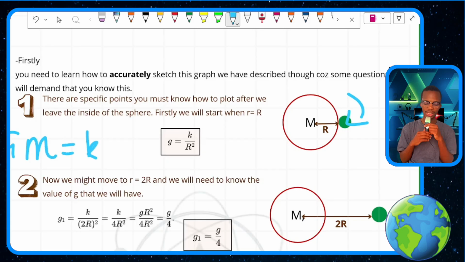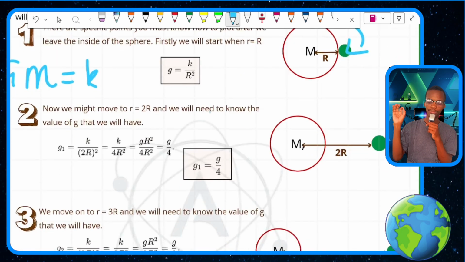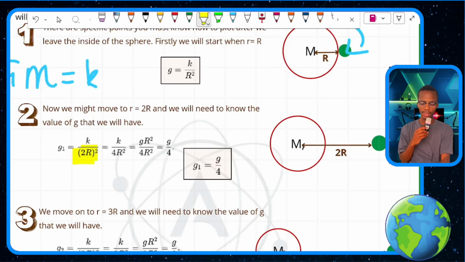So that's why I have a constant k, which has replaced the value of GM to make the calculation simpler. Okay, so if you want to move r to become 2r, so you want to move twice the distance, and you want to find out what is the new value of g in terms of the old value of g. What you're going to do is say g1 will now be equal to k over the value of r now, which is going to be 2r squared. So that's the difference. It's now 4r squared.